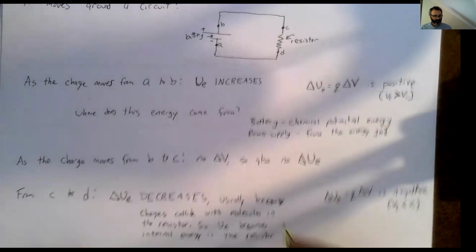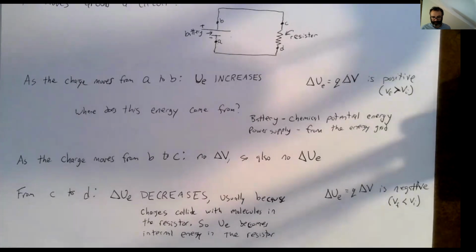Right, the average molecule is going to have more random vibrational energy after the charges go through it and collide with them than it did before. So the resistor warms up, and that electric potential energy has been converted into heat or internal energy in the resistor. Or if it's a fancier resistor like a light bulb, it might have gotten changed into heat and light. Or if it's a resistor like a motor, it might have gotten changed into heat and kinetic energy or mechanical energy.